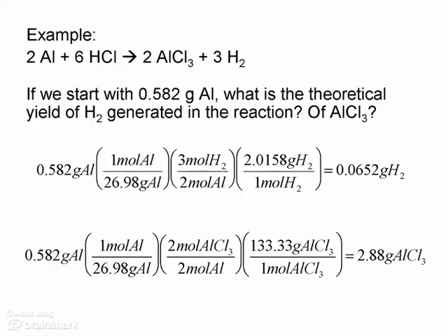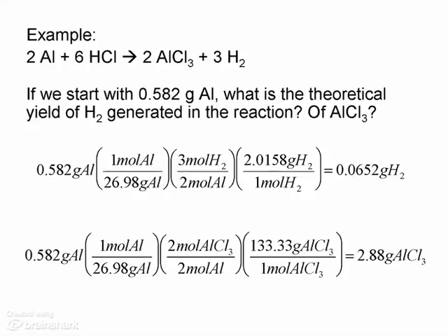So if we start with 0.582 grams of aluminum, we first have to convert to moles of aluminum by using the molar mass. So 1 mole of aluminum contains 26.98 grams. We know that for every 2 moles of aluminum in the equation that are used, 3 moles of H2 are produced. And we also know that each mole of H2 contains 2.0158 grams. So carrying all the multiplication and division through, we see that we produce 0.0652 grams of H2.